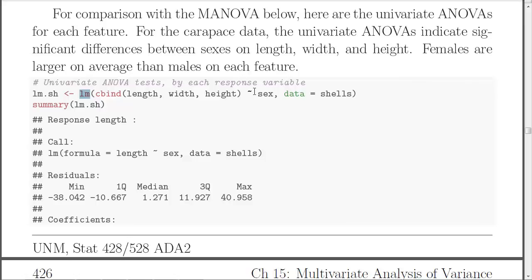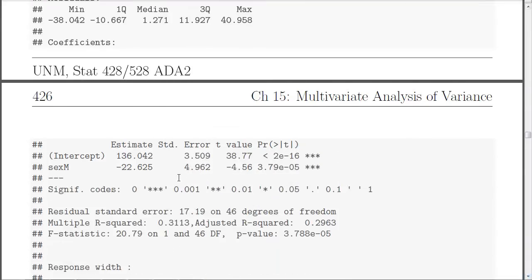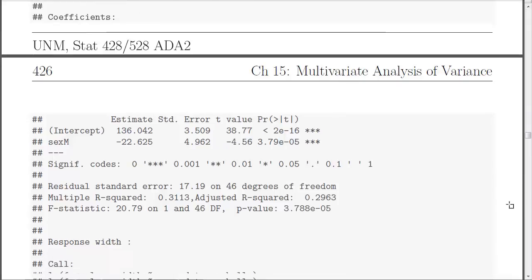Here's my linear model. I'm going to make comparisons by sex, and I'm combining these three columns, and when you do that within a linear model, it actually fits three separate linear models, one for each response term. So here we have length by sex, and we find that there's a big difference between males and females, about -22.